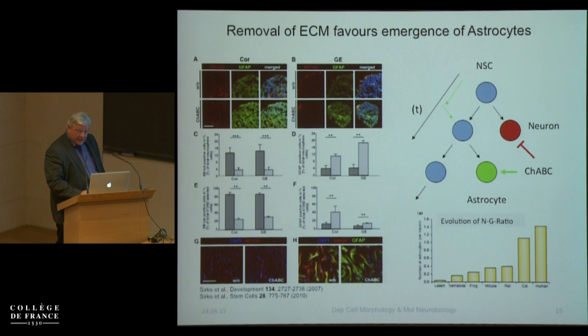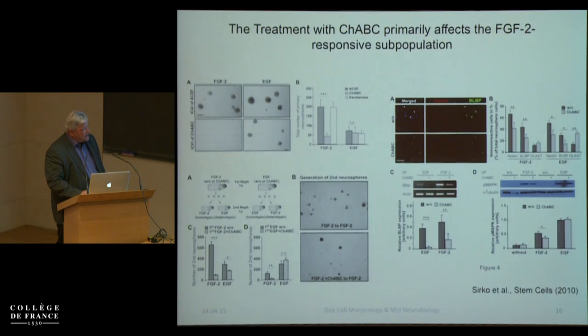We have also looked at the signaling systems that may be affected in this context and used subculture protocols. As you can see here intuitively already, it seems that the FGF2-dependent pathway is more affected than the EGF-dependent pathway in the neurosphere model. This is also illustrated by the fact that upon chondroitinase ABC treatment on the signaling level, we have a reduction of phospho-MAP kinase signaling in the treated cells, but not in the EGF-treated cells.